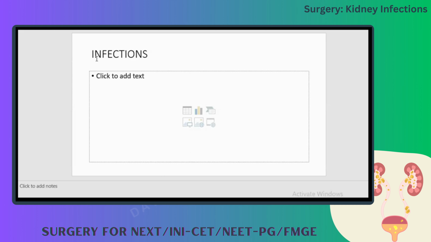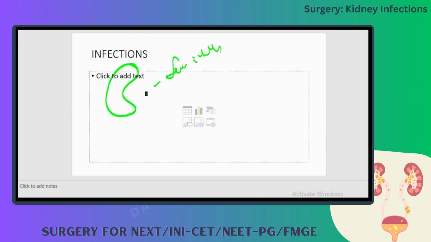So what is the infection of the kidney? Pyelonephritis. So what are the presenting features of pyelonephritis? Fever, chills, rigors. Increase in temperature with rigors. Yeah, fever with chills and rigor. Very good.